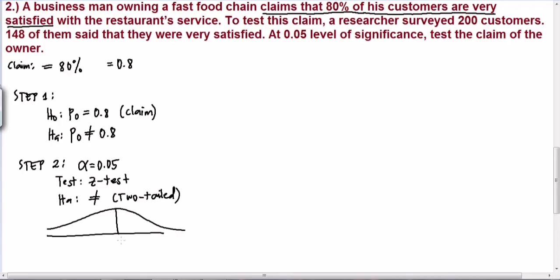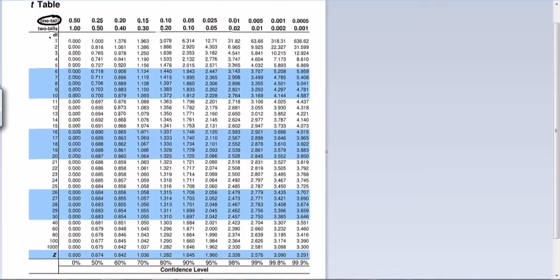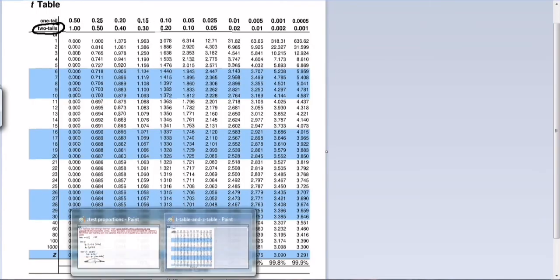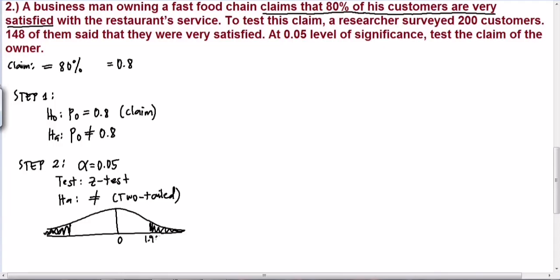Okay? So, since two-tailed siya, we will look up the critical value using this table. Ayan. So, two-tailed tayo, and then ang alpha natin is 0.05. So, 0.05 is here. And then, since z-test tayo, yung pinaka nasa dulo, 1.960, tas yung isa, syempre nasa kaliwa, negative 1.960. So, ibig sabihin, dalawa yung ating critical values, which are positive, negative 1.960.